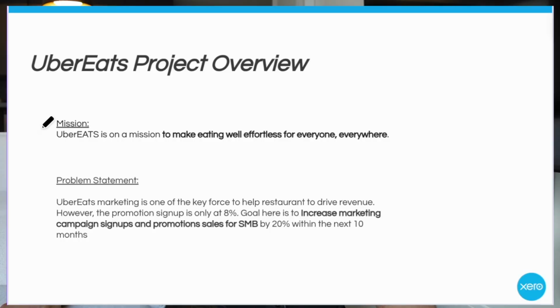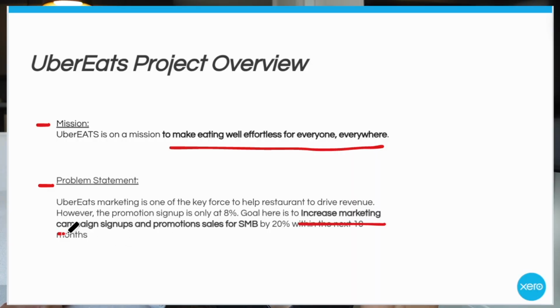And then I started with the project overview, which is the mission and the problem statement. I talked about Uber Eats' mission to make eating effortless for everyone and everywhere. And then the problem statement is that we want to increase the marketing campaign sign-ups for Uber Eats ads. So that was a really clear problem statement. And that's the problem we're gonna be solving.